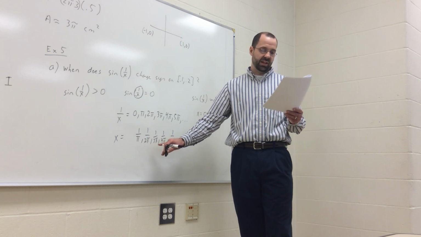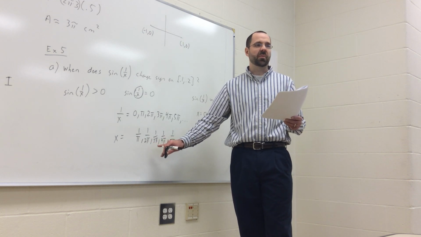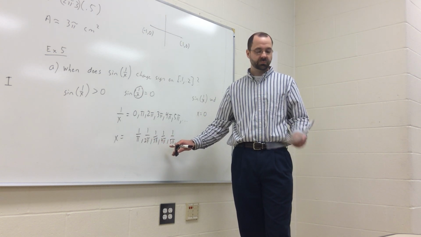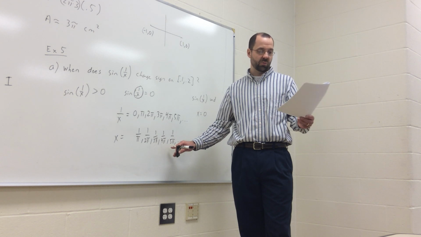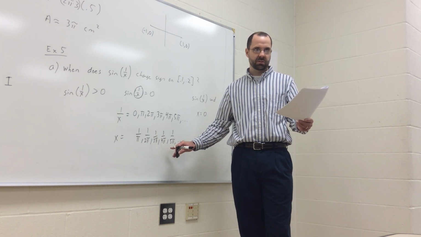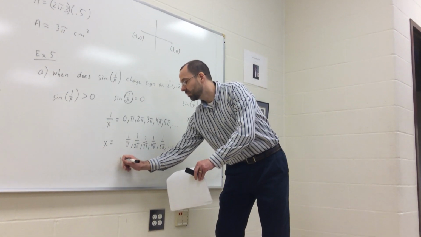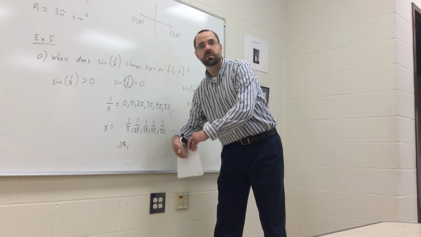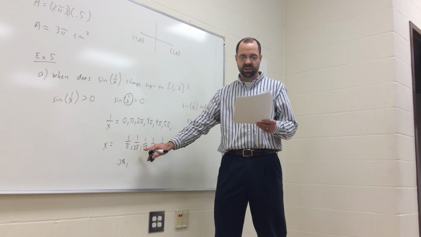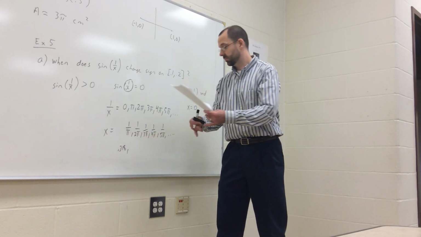I have something written down here, but it's hard to read, and I'm not 100% certain it's right, so that's why I'm asking you to check these numbers for me. So for 1 over pi, I got 0.318. Is that a decent number? Yeah. How about 1 over 2 pi? What do we got? 0.159?